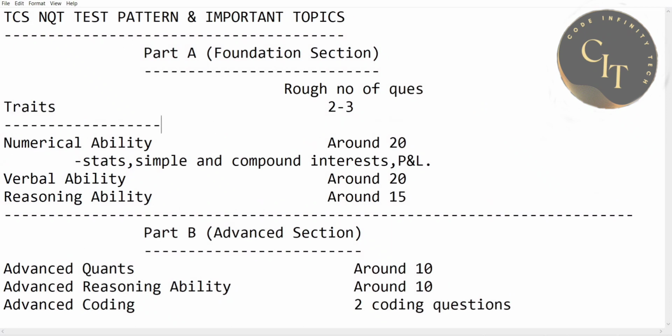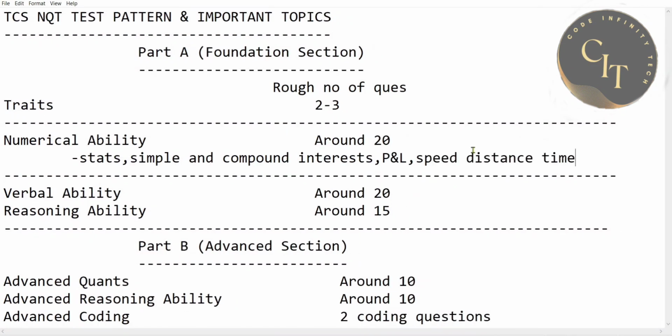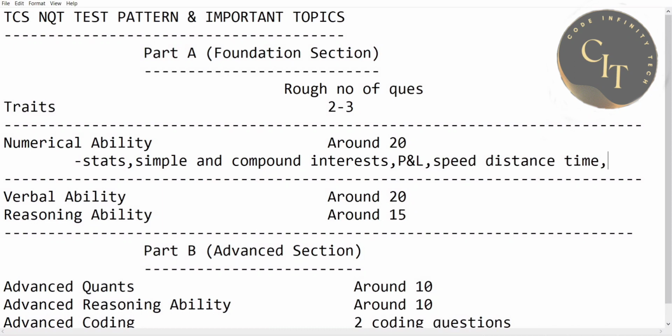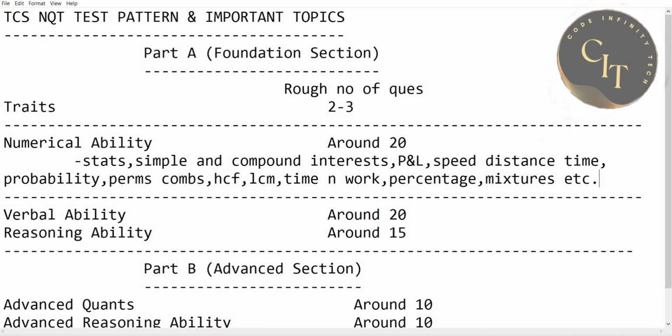So coming to numerical ability, you will be having topics like statistics, calculating simple interest and compound interest, and profit and loss. You can expect questions on speed, distance, time, and questions on HCF and LCM. These are common questions; every year you will be getting them. And then questions on probability, permutations and combinations, time and work, percentage, mixtures, etc. And also questions on data interpretation, equations, and number system are all included in numerical ability.